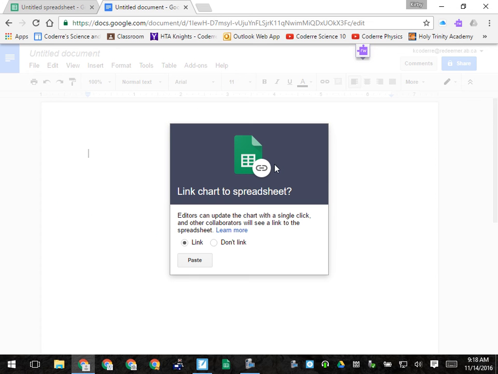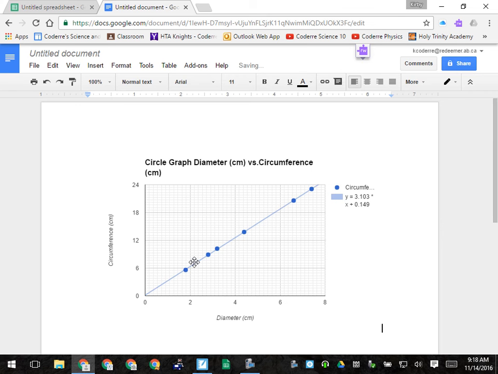This is a new feature in Google Sheets and Google Docs this year. Link it to the spreadsheet, which means if you get it into your lab report and then you realize it's not right, you can go back into Google Sheets and make changes, and the changes appear magically over on the graph in Google Docs. You don't have to delete it and recopy it. If you just link it, any changes you make will appear in here.